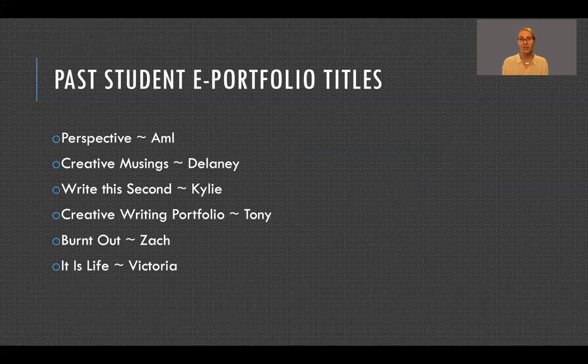Here are some examples of past English 270 students' ePortfolio titles, just to give you an idea of what I'm talking about. Amal's title was Perspective. She tried to write from a lot of different points of view, and so she thought that that was kind of a nice umbrella welcome into the pieces that she wrote. Delaney's ePortfolio was called Creative Musings. She really embraced the prompts and all of her stuff. The topics were all over the place, and she wrote in a lot of different styles. So for her, she felt that she was being creative, she was following her muse, and so that really worked well for her portfolio.